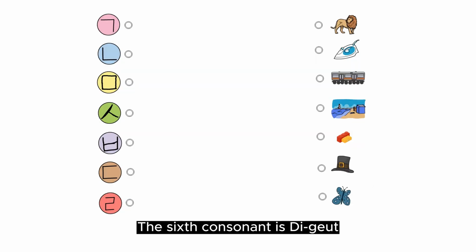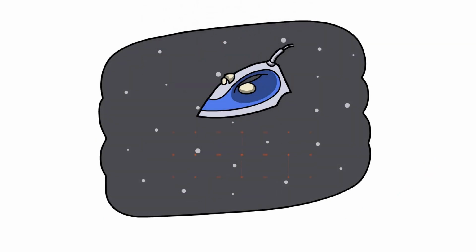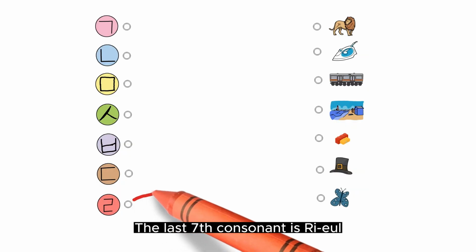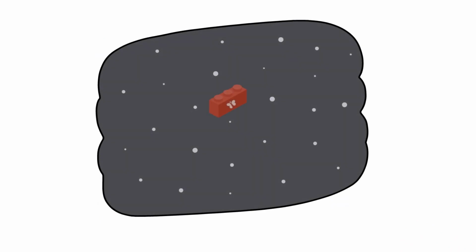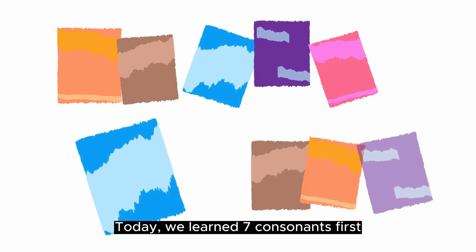The sixth consonant is 디귿: 다, 리, 미, 다리미. The last, seventh consonant is 리을: 레, 고, 레고. Today, we learned 7 consonants first.